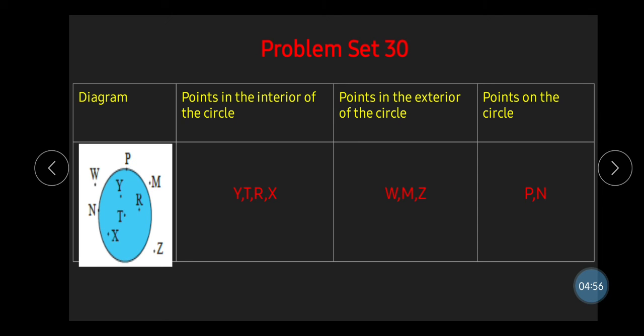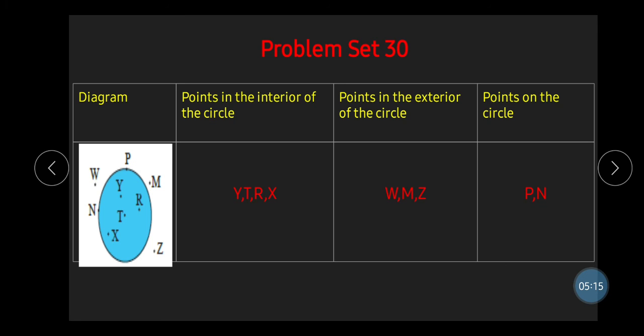Next one, points on the circle. On the circle means the points which are on the boundary of the circle, children. So there are only 2 points, dear children, that is point P and point N. So we will write points P and N, putting a comma.